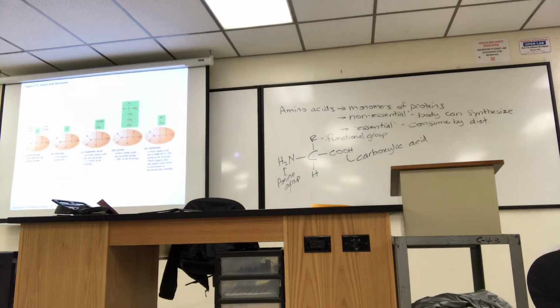I said there's 20 of them. They show you 5 here. Well, they show you 4. The first one's a generalized structure. Then glycine, aspartic acid, lysine, cysteine. And we're not going to learn really the names. Just understand that you link these together to form proteins.